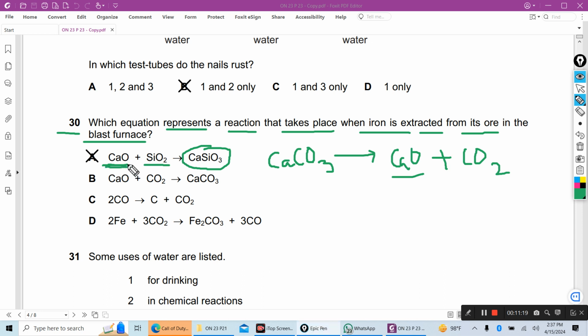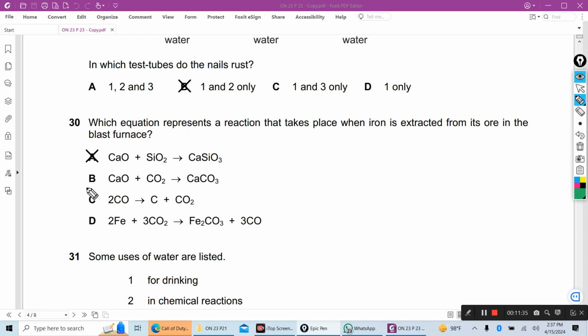Calcium oxide comes from decomposition of limestone. Calcium oxide reacts with sand, silicon dioxide, that is present as an impurity in iron ore to form slag, calcium silicate. So why is B wrong? Calcium oxide and carbon dioxide do not react. This reaction does not happen in the blast furnace. Carbon monoxide, no, this is also wrong. Only A is the right answer.